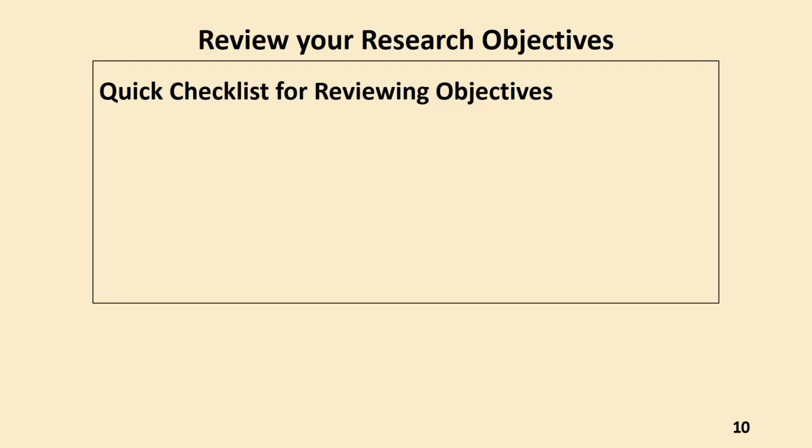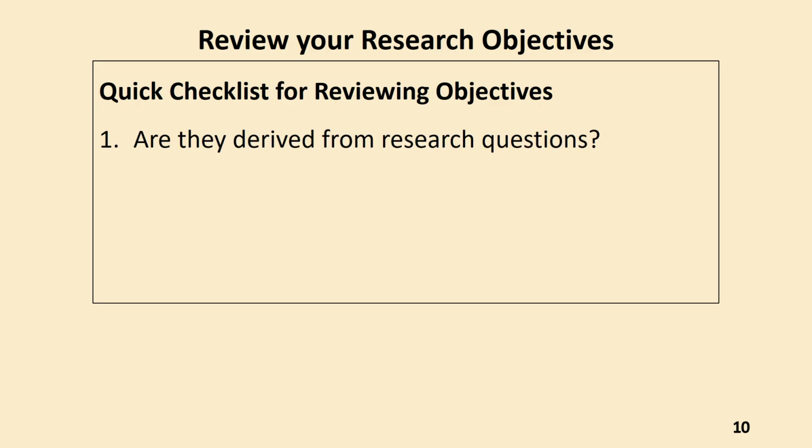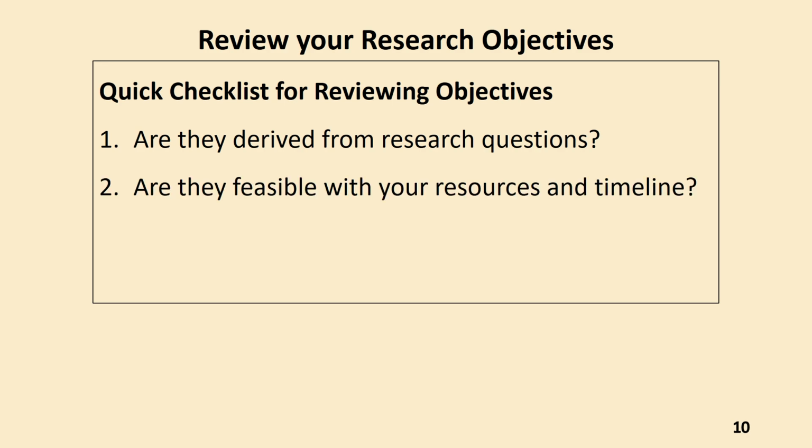Review your research objective. This is very important. When you form your research objective, you have to review your research objectives. So here is a quick checklist for reviewing your objectives. First is, are they derived from the research question? This is very significant and important, that whatever research objective you have formed, are they derived from the research question? You have to see. Are they feasible with your resources and timeline? You will have limited resources and time. So can you achieve your objective within the time? You have to check it.